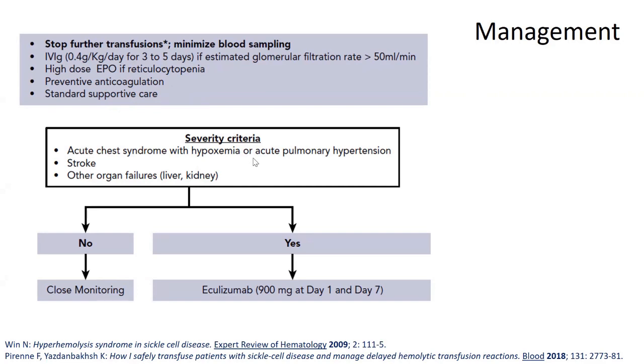and you want standard supportive care. So eculizumab is an important agent to introduce as soon as there's evidence of acute chest syndrome, pulmonary hypertension, stroke, or other organ failures. It's believed that complement-mediated pathologies are contributing to this picture, and therefore we want to arrest that cascade.